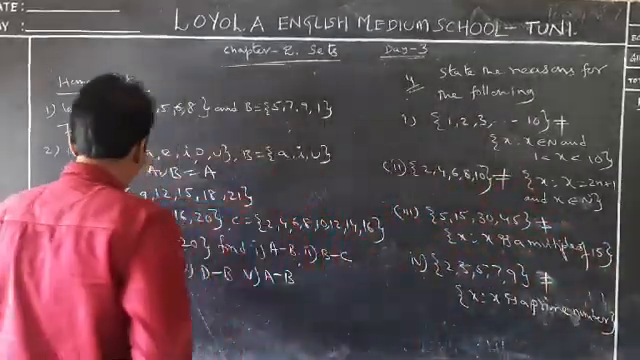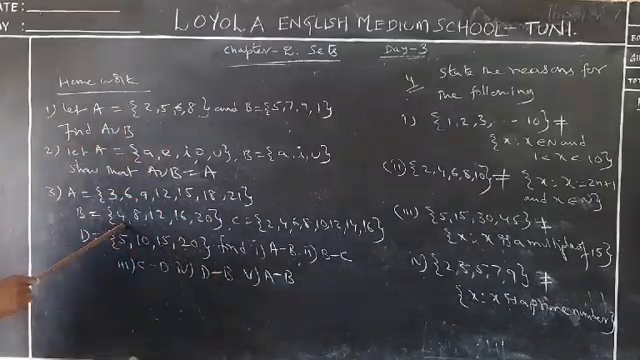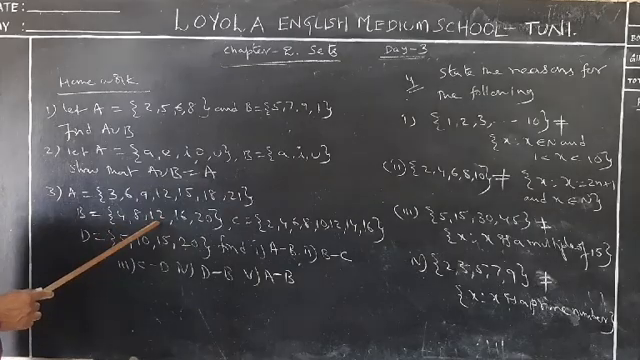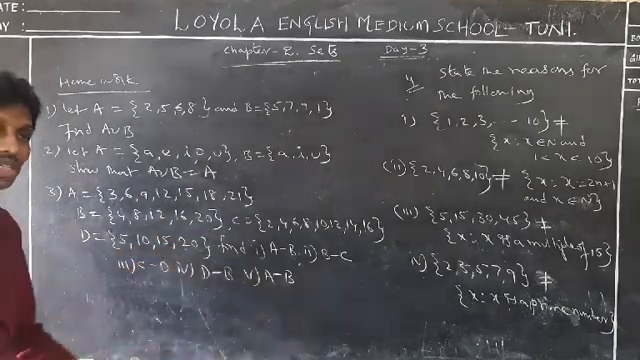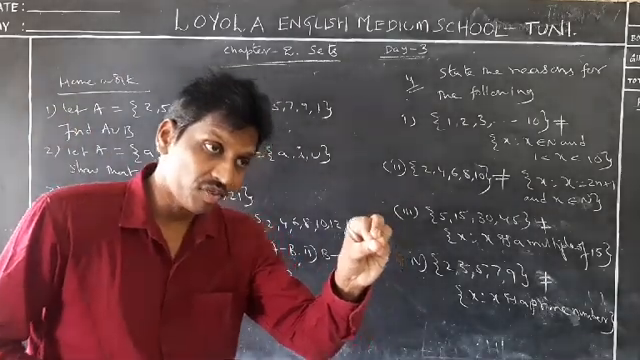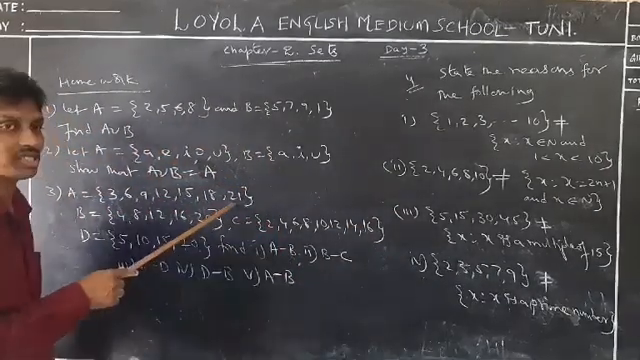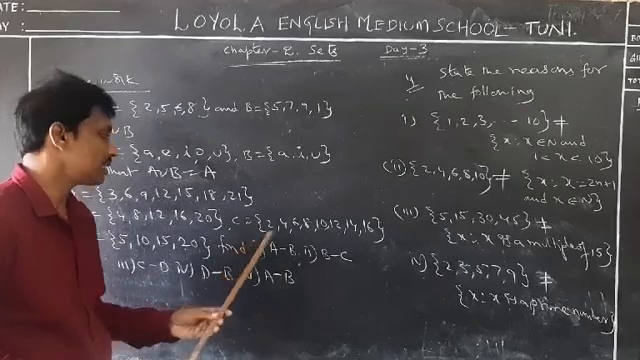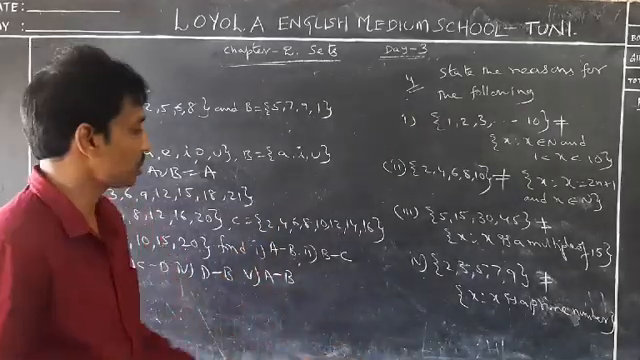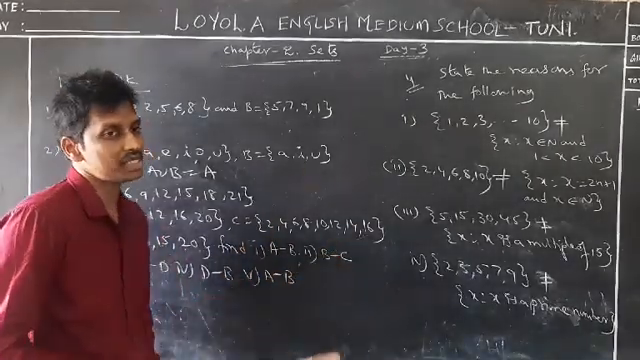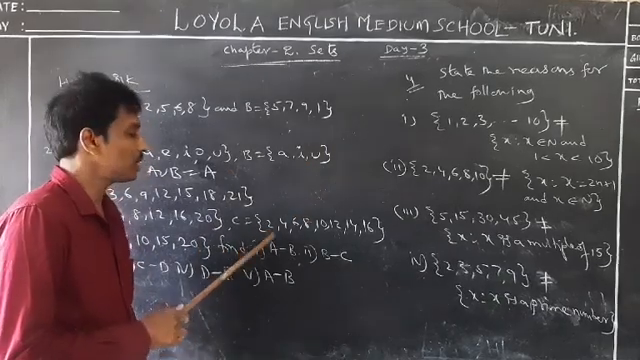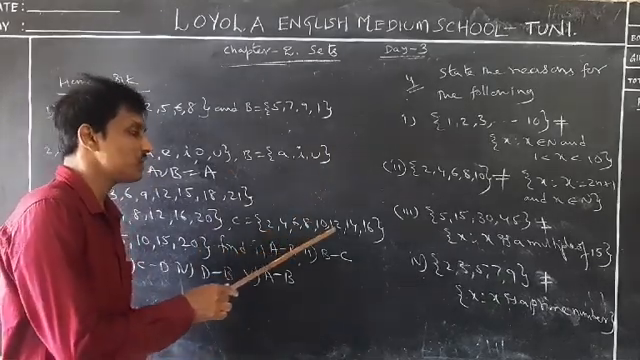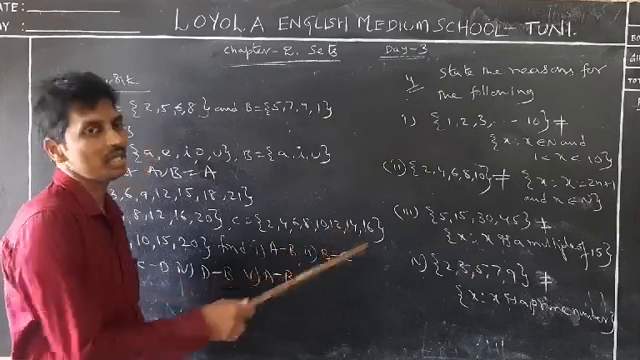And here you see B set. Multiples of 4 are given. 4 1s are 4, 4 2s are 8, 4 3s are 12, 4 4s are 16, 4 5s are 20. Until the first 5 multiples. Here only the first 7 multiples are given. And here C is nothing but the set of multiples of 2 up to 8. First 8 multiples are given. 2 1s are 2, 2 2s are 4, 2 3s are 6, 2 4s are 8, 2 5s are 10, 2 6s are 12, 2 7s are 14, 2 8s are 16.